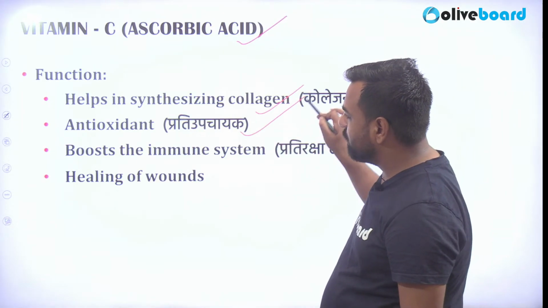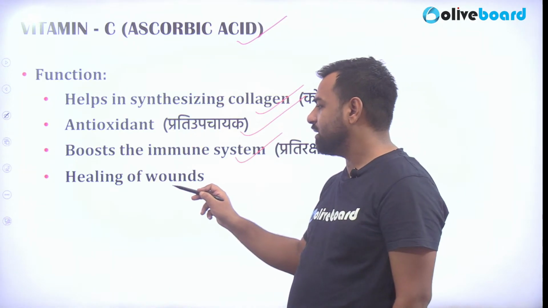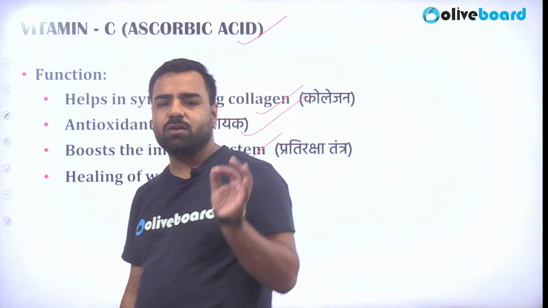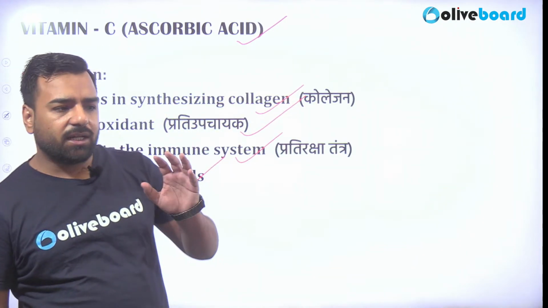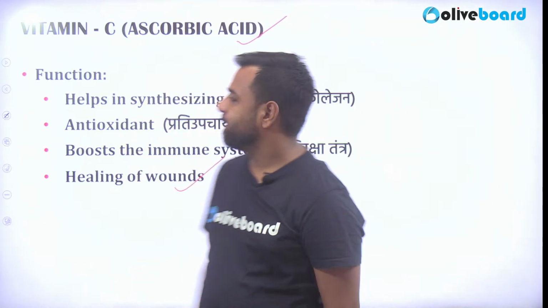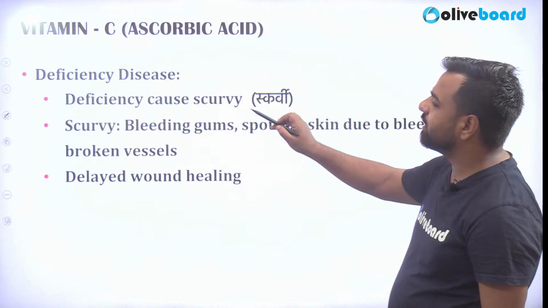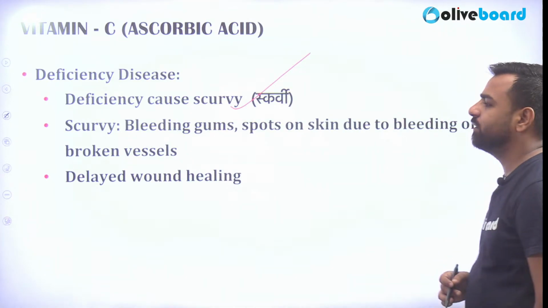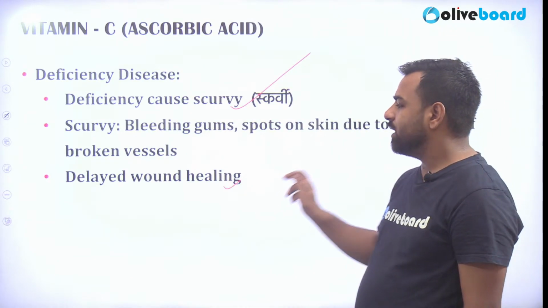It works as an antioxidant, it boosts the immune system and it helps in healing wounds. But because of the lack of vitamin C, it leads to the issue that is known as scurvy. Its deficiency leads to scurvy, that is bleeding from the gums, spots on the skin due to bleeding of the broken vessels, and delayed wound healing.